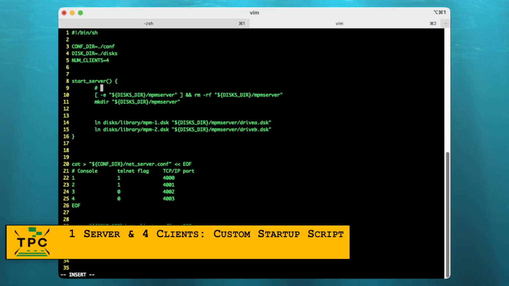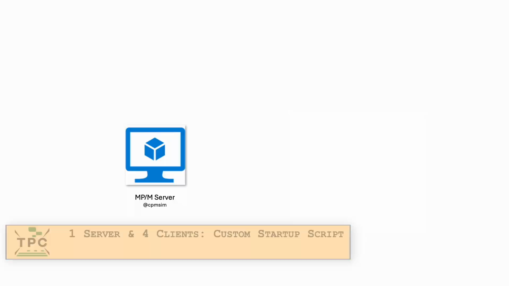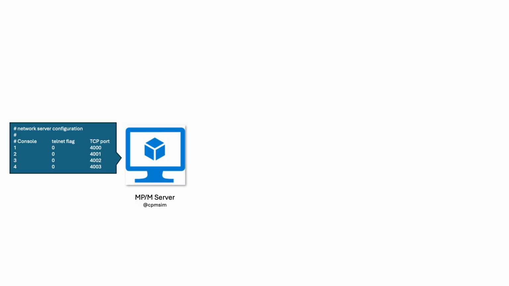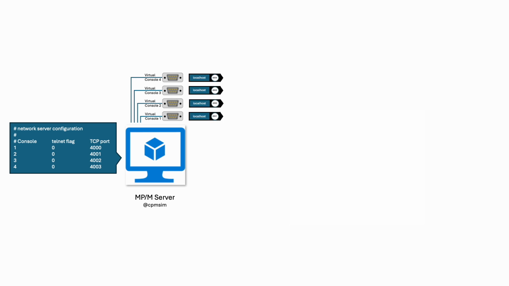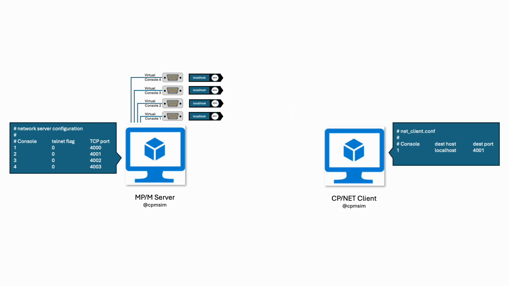There's nothing generally wrong with this approach, but it didn't particularly fit my purpose. But I started hacking up my own startup script with a single goal in mind. It should start one npm server simulation listening on 4 TCP sockets, mapping them to the 4 serial lines. It should also start 4 cpnet client simulations, each connecting to a different one of the 4 server TCP sockets.